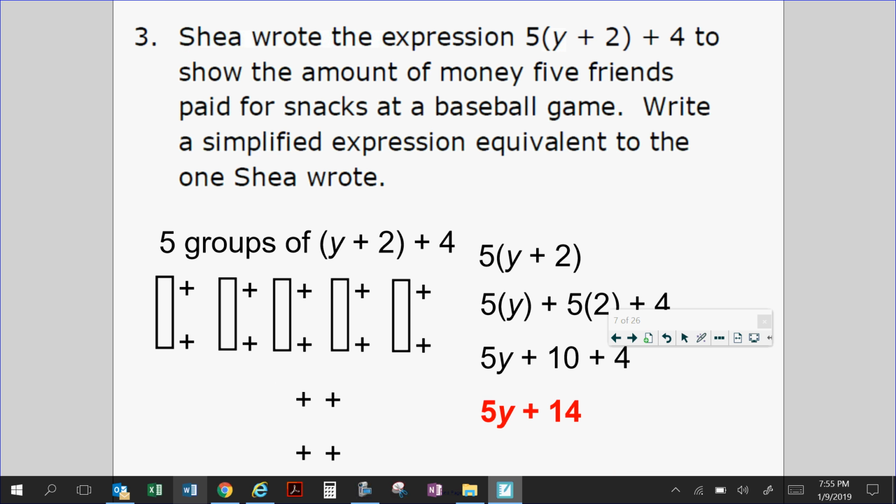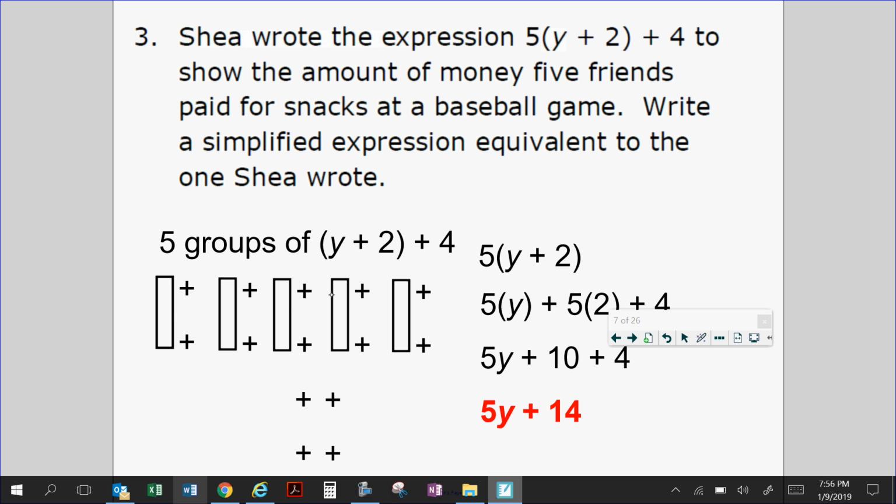Number 3, Shay wrote the expression 5 groups of y plus 2 plus 4 to show the amount of money 5 friends paid for snacks at a baseball game. Write a simplified expression equivalent to the one Shay wrote. So I'm going to draw this. What's 5 groups of y plus 2?